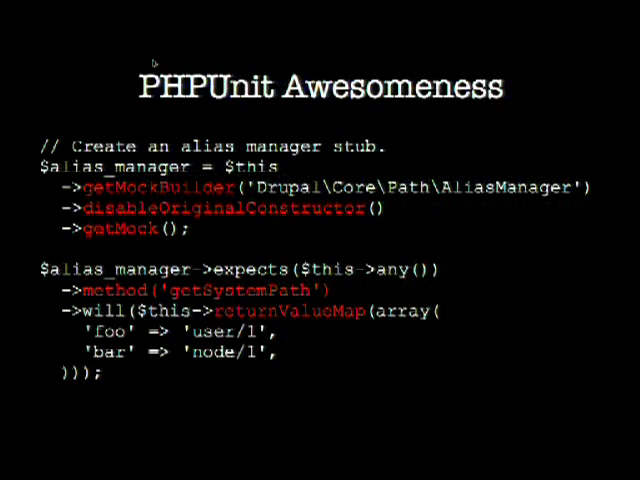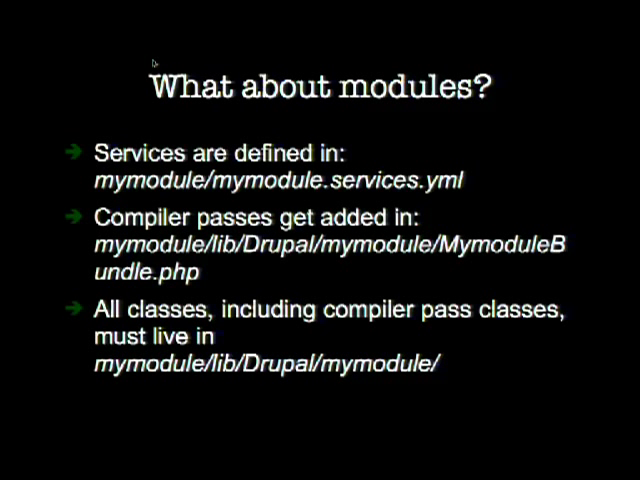Hi, this isn't really about dependency injection, and it's a really basic level question, so I hope it's okay. You mentioned that with our modules, if we want to hook into this, you gave the path name where we would put our information. I don't know if you're able to get back to that slide. The path name was something like my module slash lib slash Drupal slash my module bundle.php. So my question is, once we're within my module, I can understand why we want lib slash Drupal, but why do we put my module again after that?